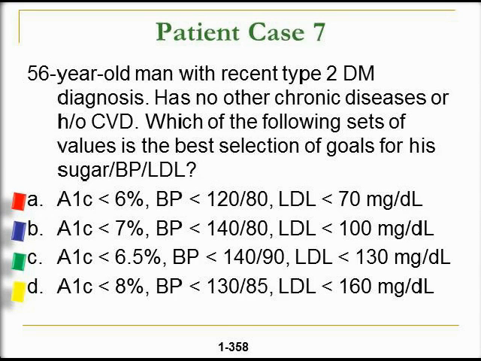Is it an A1C of less than 6% with a blood pressure less than 120/80, an LDL of less than 70? Is it an A1C of less than 7%, a BP of less than 140/80, an LDL of less than 100? Lower A1C goal here is 6.5 or less than 8% for C or D. What do you guys think? What do you want?